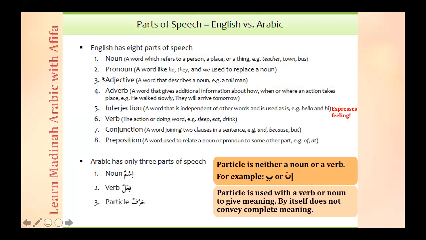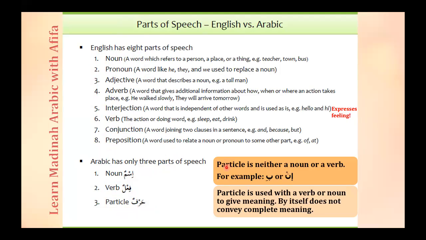So in English, we have eight parts of speech. Now, these parts of speech we are not going to cover today because there are lessons to cover each one of them in detail. What we want to focus on today is Arabic. There are only three parts of speech. They are noun, ismun, verb, fi'lun, and particle, harfun.